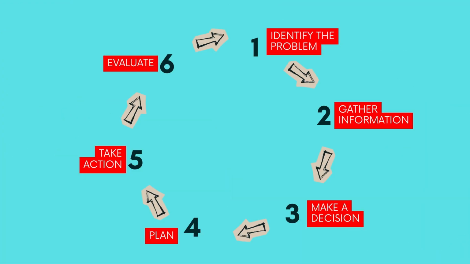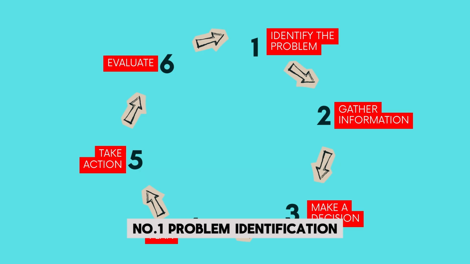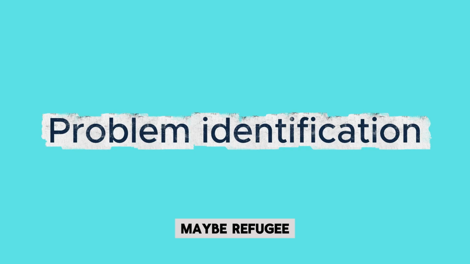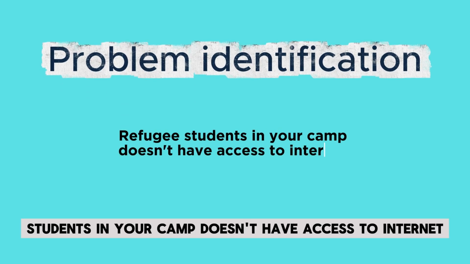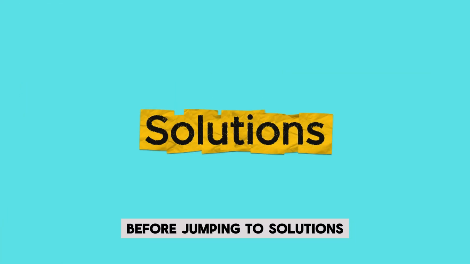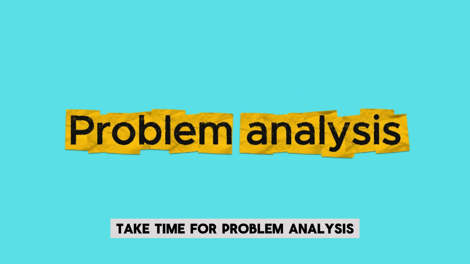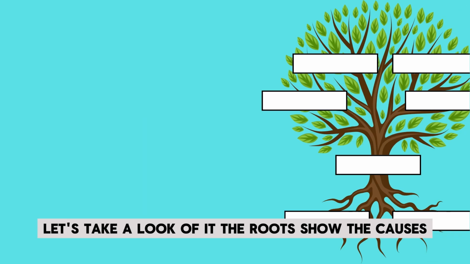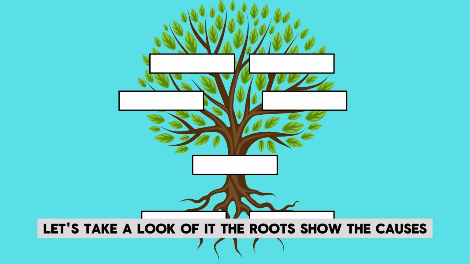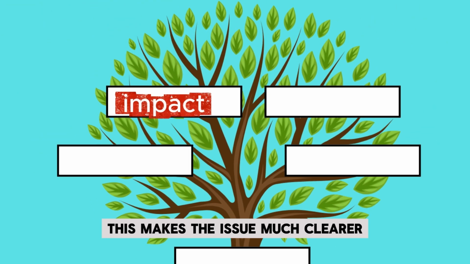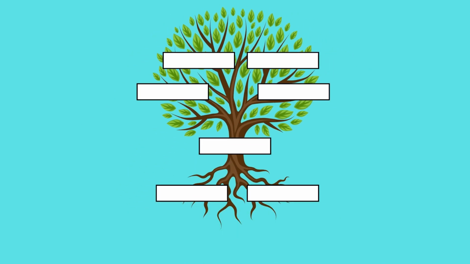We can break down all these steps a little bit. Number 1, problem identification. What's the issue? For example, maybe refugee students in your camp don't have access to internet for homework or a safe space. Before jumping to solutions, take time for problem analysis. A tool like the problem tree can help. Let's take a look at it. The roots show the causes, the trunk is the main problem, and the branches are the impact. This makes the issue much clearer.